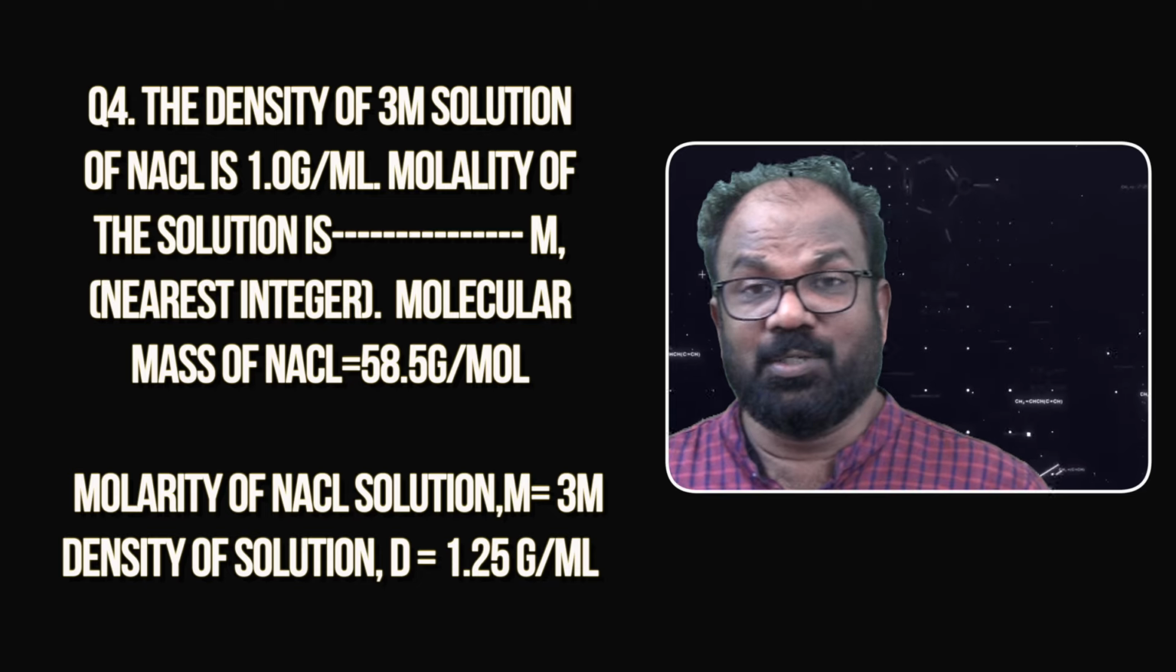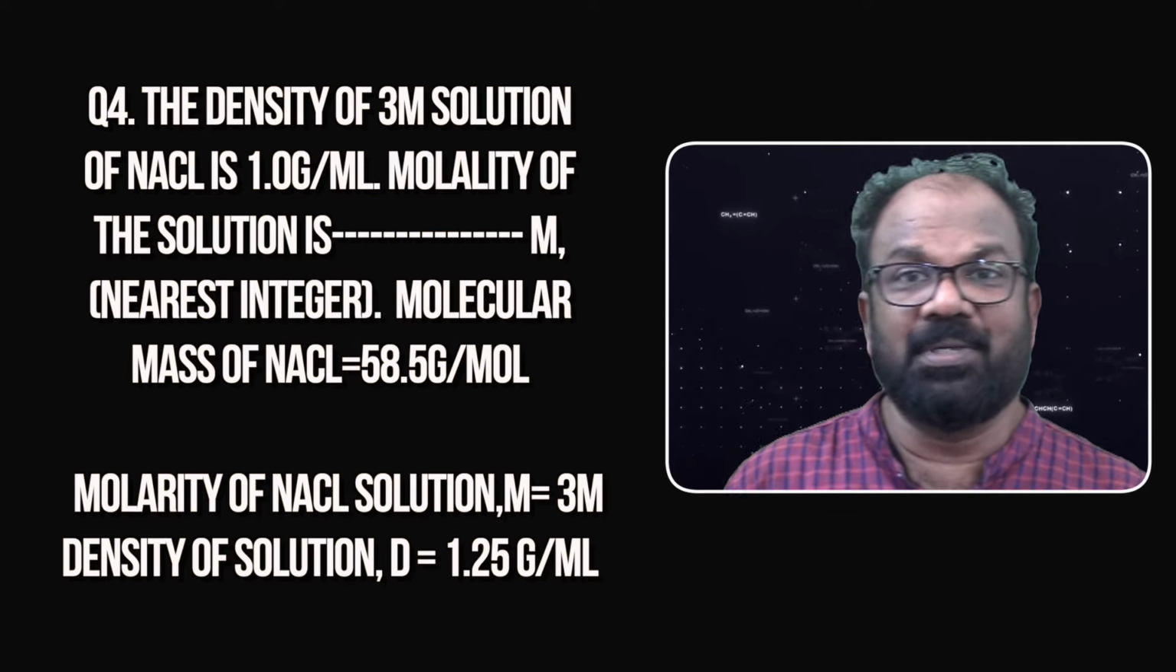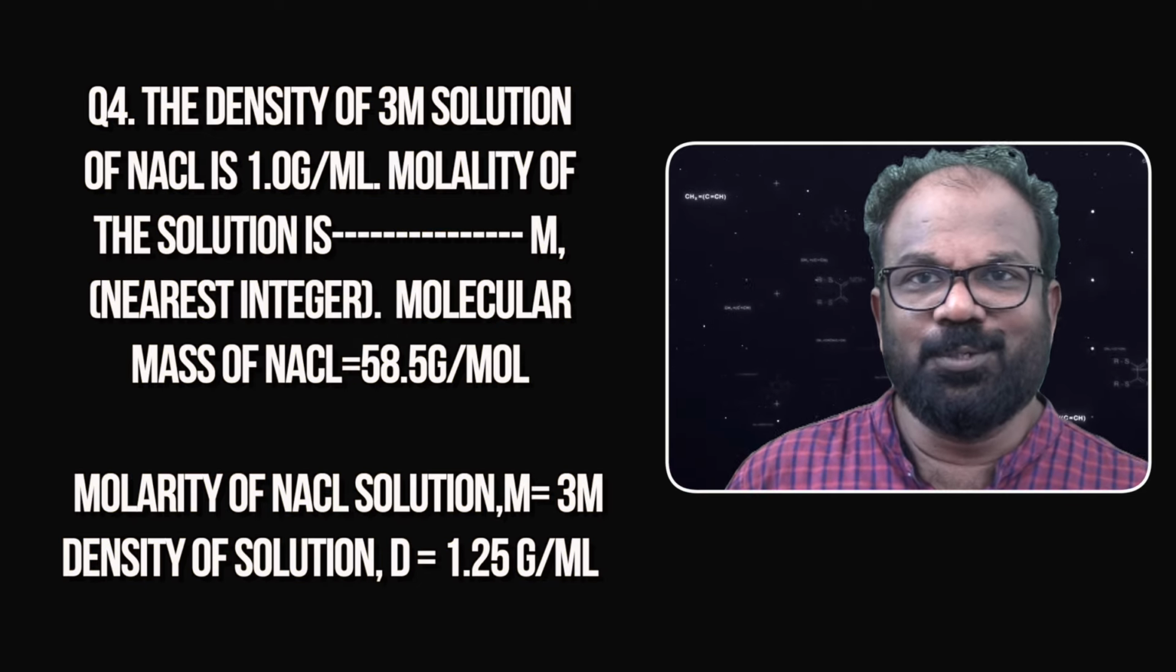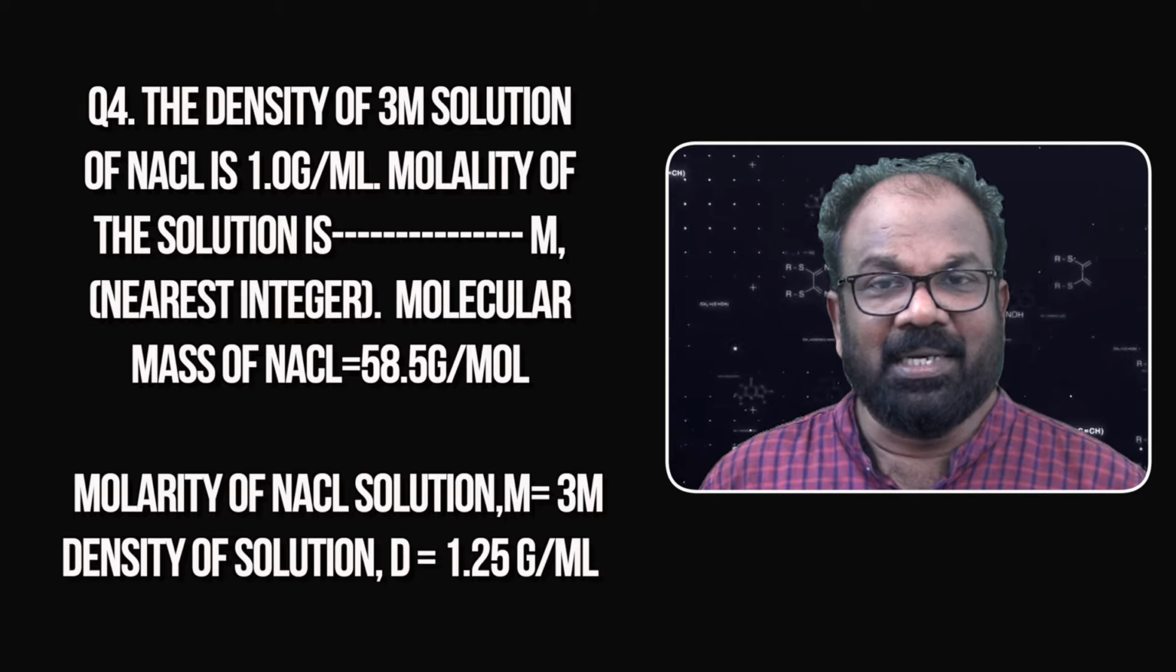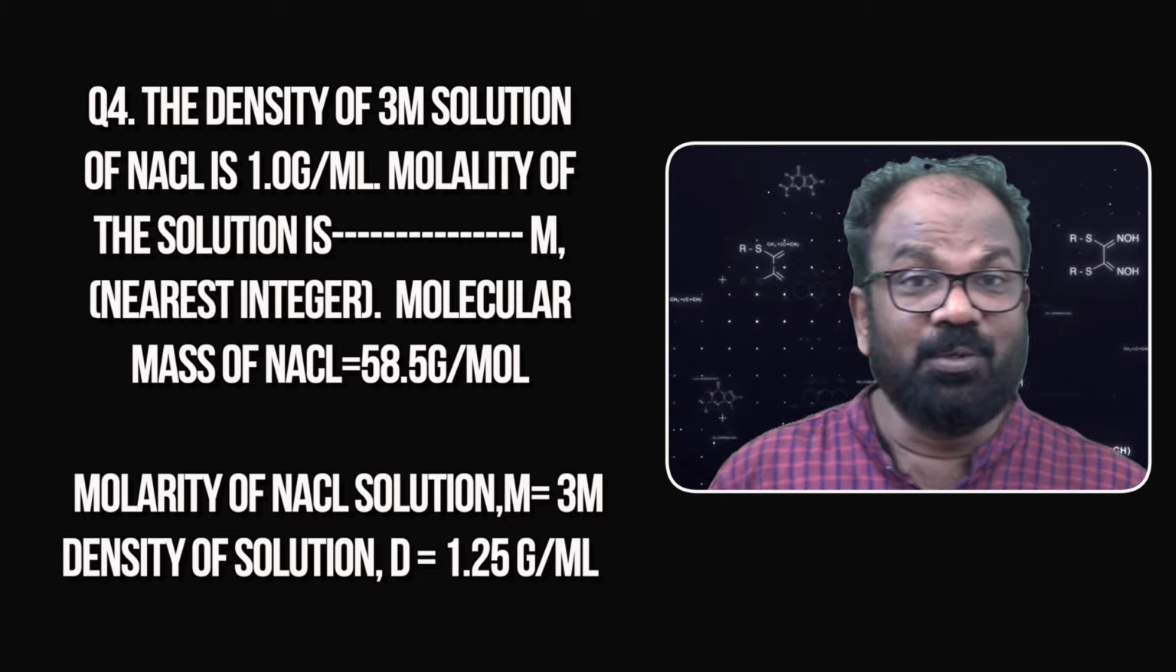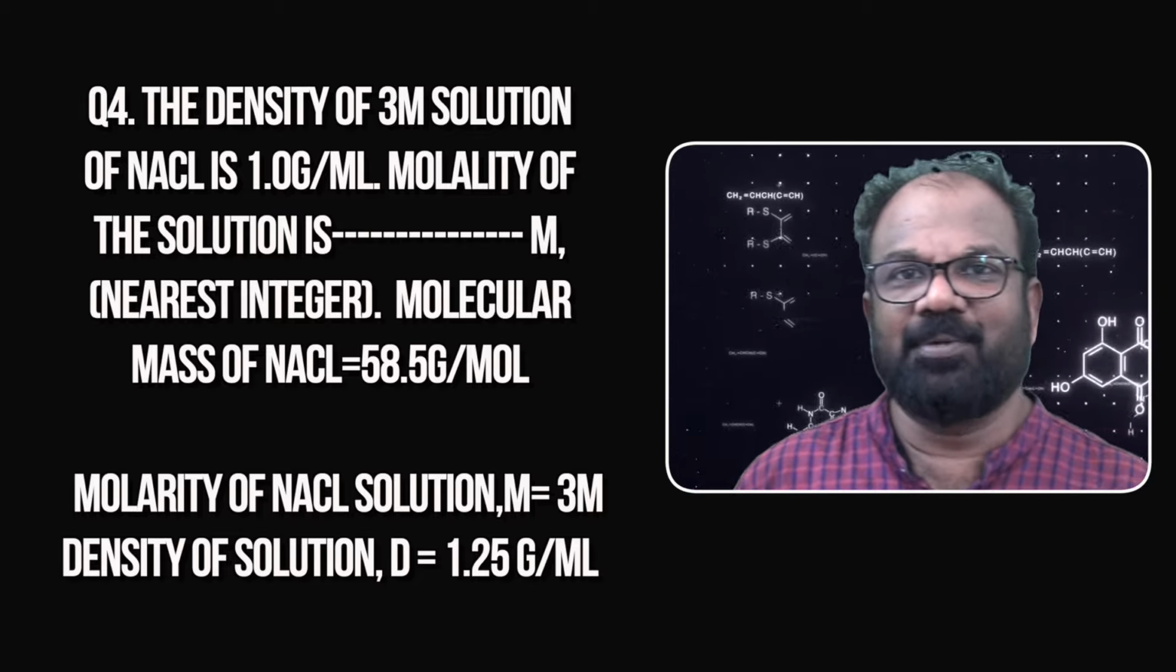Then question number 4. The density of 3 molar solution of NaCl is 1 gram per ml. Molality of the solution is dash, in bracket nearest integer. The molecular mass of NaCl is given 58.5 gram per mole. In this question, density and molarity of an NaCl solution are given. We need to find out its molality. Molarity of NaCl solution, capital M, is given, that is equal to 3 molar. Density of solution small d is equal to 1.25 gram per ml.